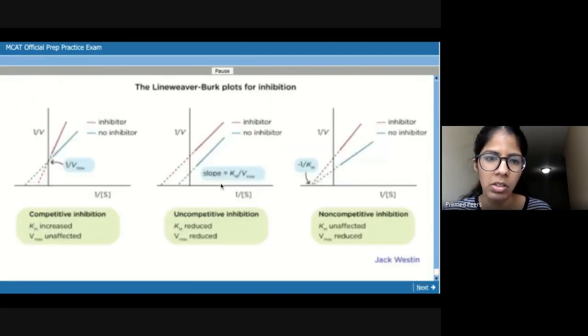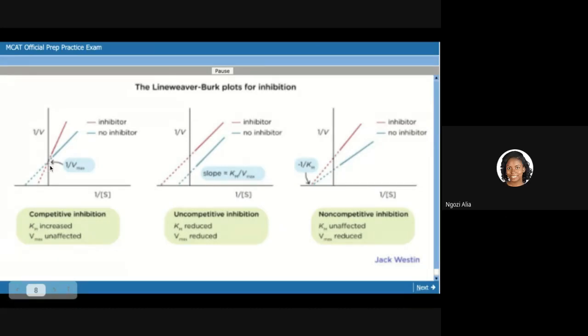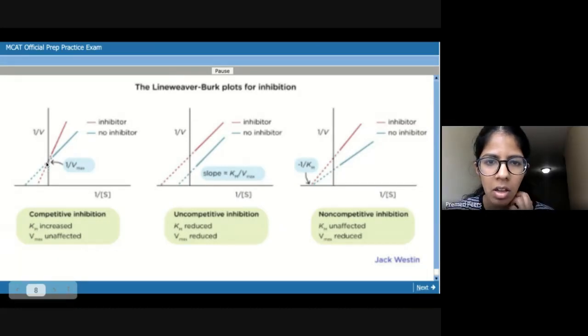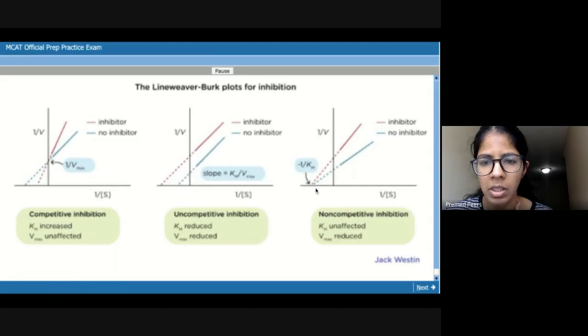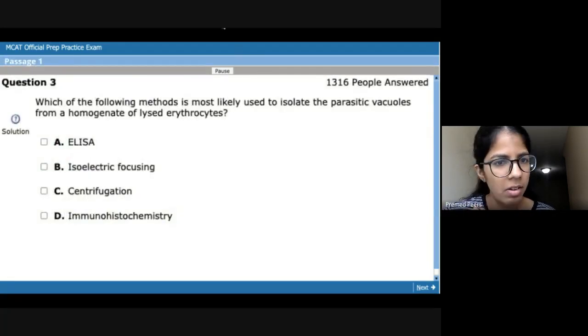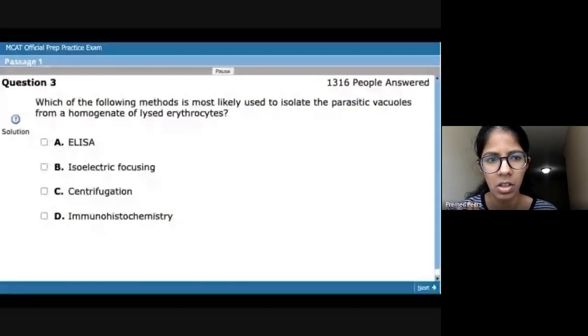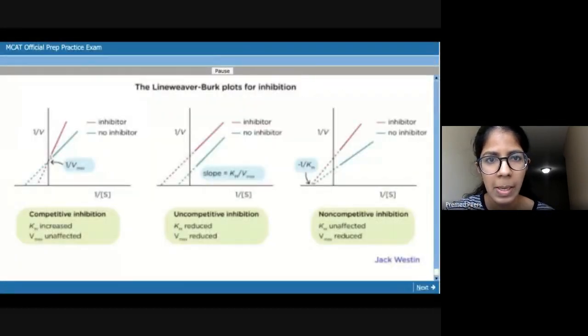So these are the 3 graphs that you need to know. So for competitive, your Km is increased, so your x-intercept changes, but your y-intercept doesn't because your Vmax is unaffected. For uncompetitive, both are reduced. And then non-competitive, Km isn't affected, but Vmax is reduced. So a pretty important topic that you should have down completely, but it looks like everyone's good with that. Any questions on that one?